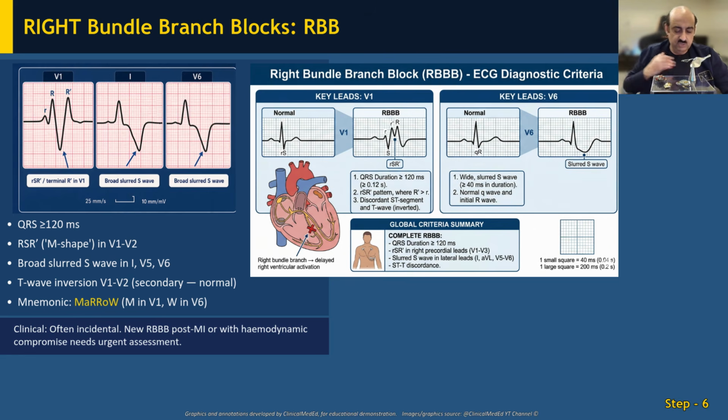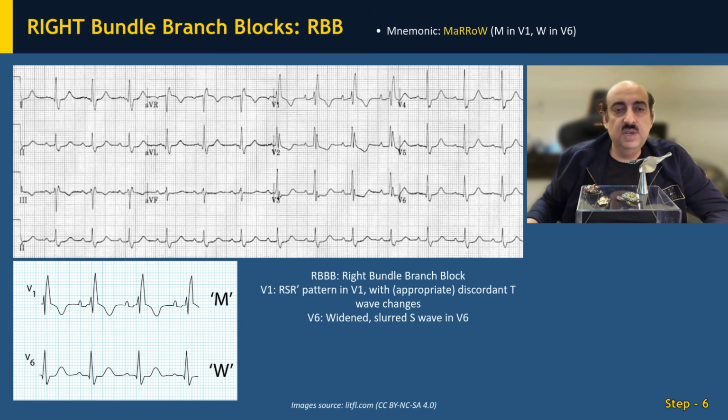The same applies in V6, which is away from the vector this time, and that leads to a deeper downward deflection after the R wave. So that's a slurred S wave that leads to a W pattern, like MaRRoW. So M in V1, W in V6, that leads to the mnemonic MARROW. RR stands for the right bundle branch block. So similar to the left bundle branch block, here we have the right bundle branch block pattern. Remember the mnemonic MARROW, so an M pattern predominantly in lead V1, and a W pattern in lead V6.